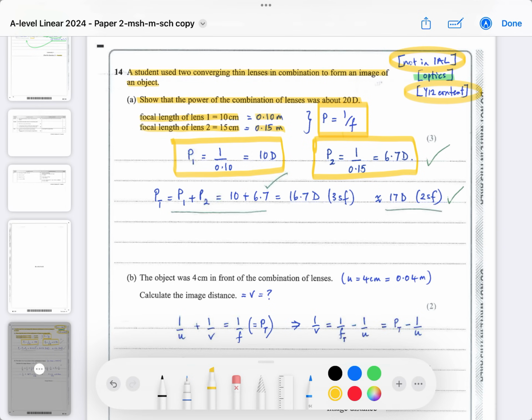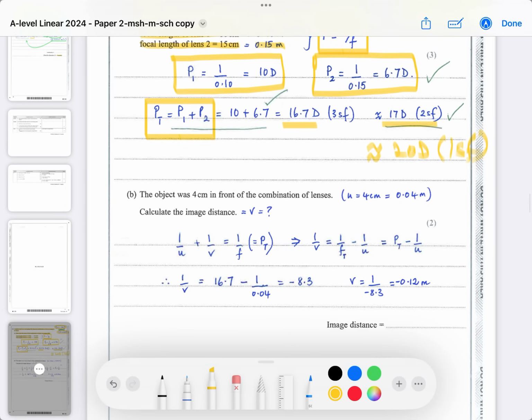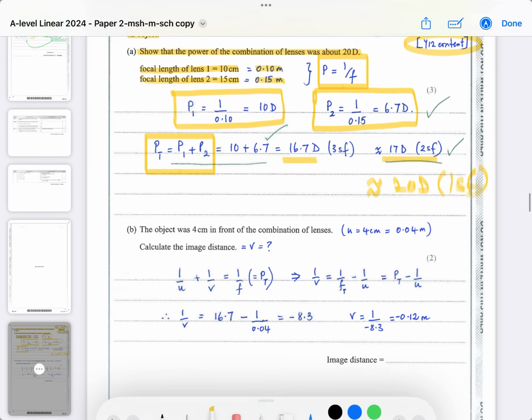So 1 over 0.15 is 6.7 diopters. And the total power, you just add the 2 powers together, if they're in a combination. So you get the answer 16.7, which is approximately 17 to two significant figures, which is approximately equal to 20 diopters to one significant figure. So you're rounding it up to the nearest 10. Some students might get confused because they're 3 away, but to two significant figures it will be 17, and to one significant figure that rounds up to 20.